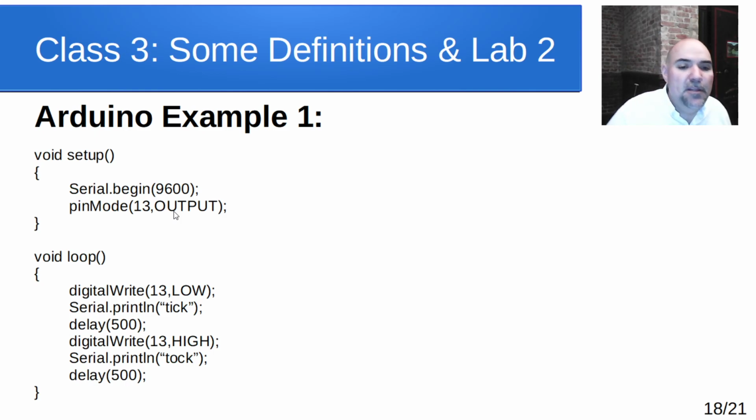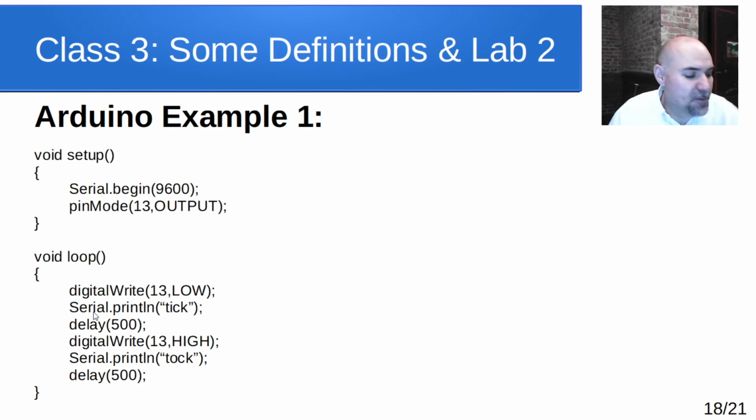And then the next thing I do in loop is I set pin 13 low, and I print out tick. I wait 500 milliseconds, half a second. I set the pin high, and I print tock. So the LED on pin 13 is going to go off and print tick, on, tock, off, tick, on, tock. Tick, tock, tick, tock. And that's going to happen forever, essentially, because this loop code will run forever until we reset the board or take power away from it.